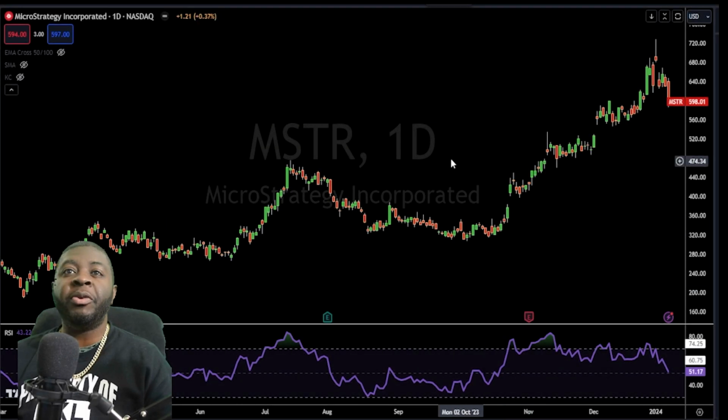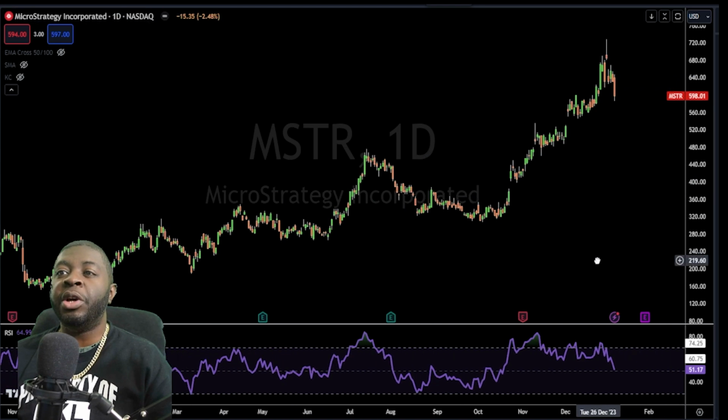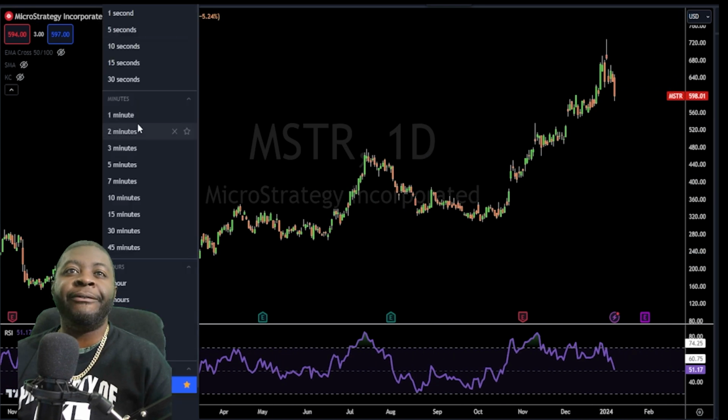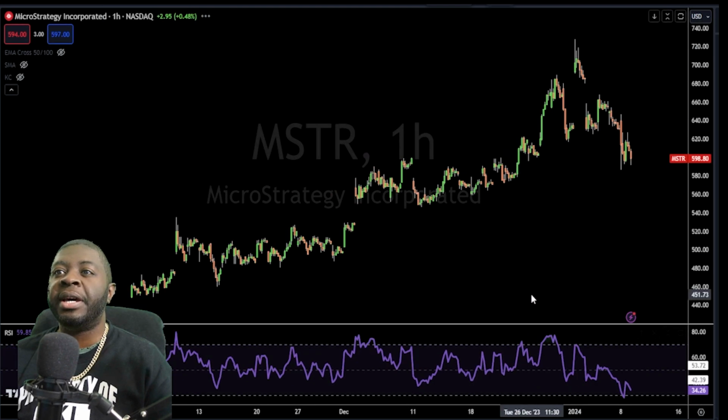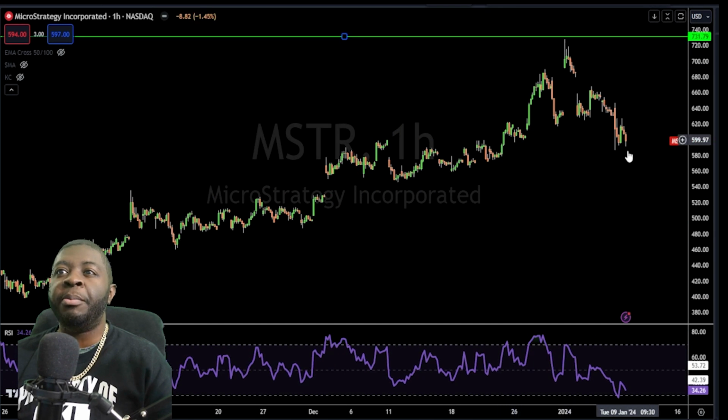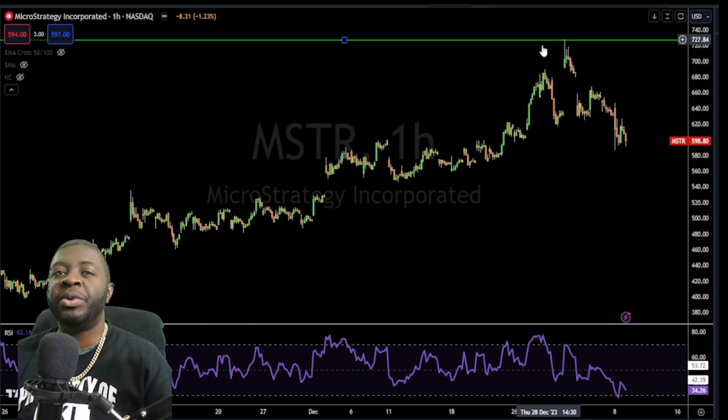And let's go ahead and jump right into it. So, as you know, we're going to look into the hourly chart so we can find our support and resistance. Go ahead and get our horizontal lines set up. So we know our most recent high is up there at around 725-ish, 727.